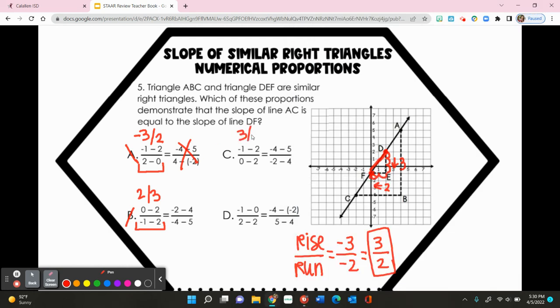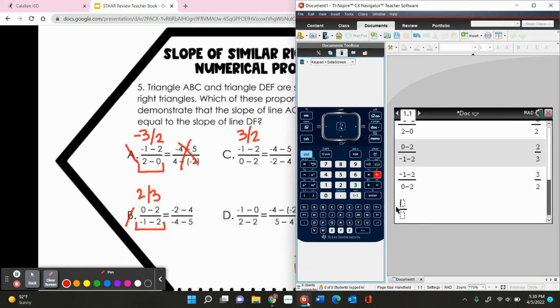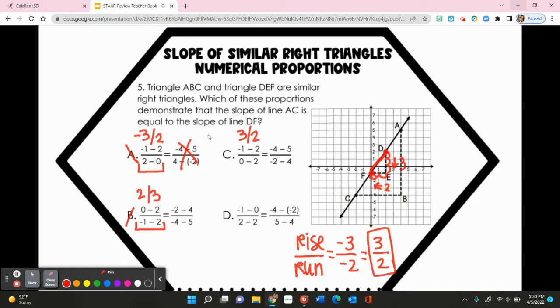So since this side of our equal sign equals our slope, now we're going to go ahead and check the other side. So to check the other side, again, control divide. We have -4 minus 5 on the top, and then we have -2 minus 4 on the bottom. And when we press enter, we see that our slope again is also 3 over 2 here. So since both sides of this proportion equal our slope, C is our answer.